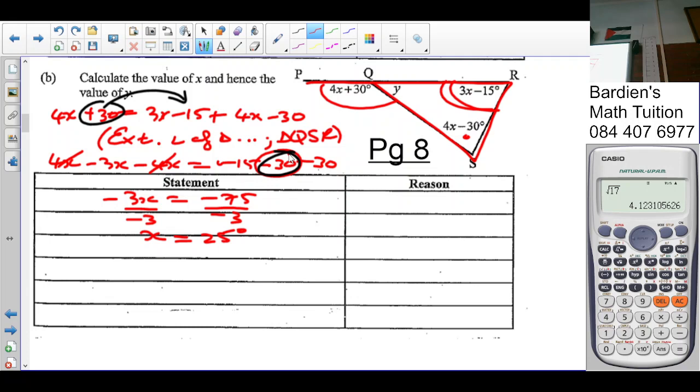Triangle QSR. This was that triangle. But is that in the triangle? No, that's why it's not. It's the exterior angle of which triangle? Triangle QSR. It's the outside angle of that angle. Understand?